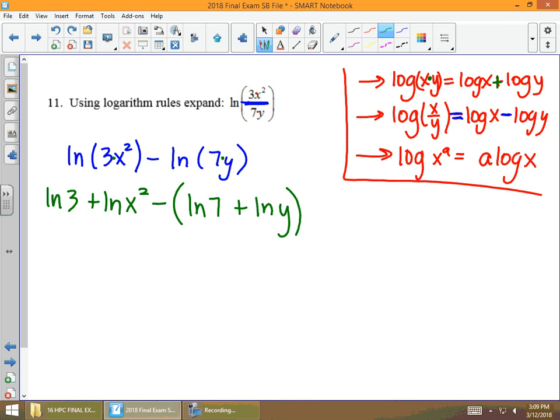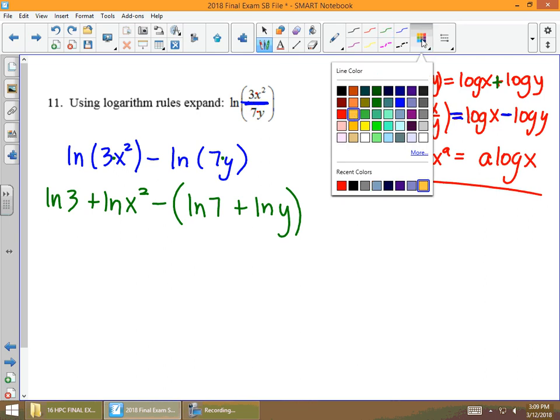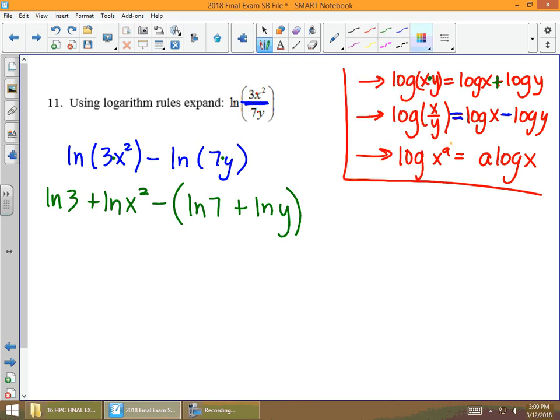And the last thing I have here is the power rule. I have a power that I need to bring down. And that's the squared. And that is fully expanded.